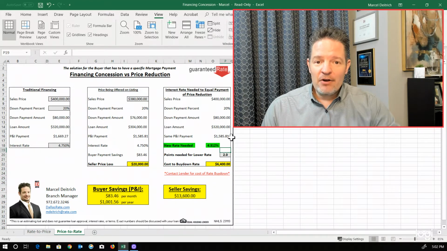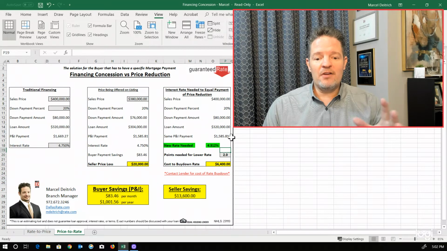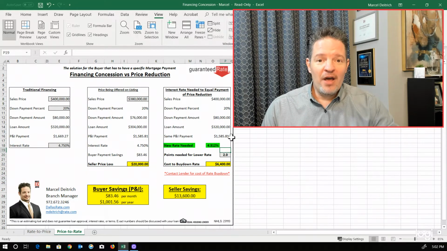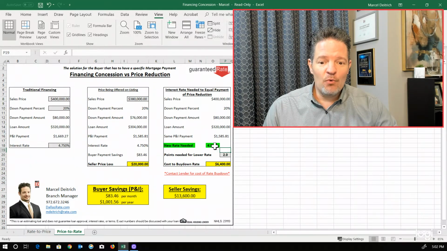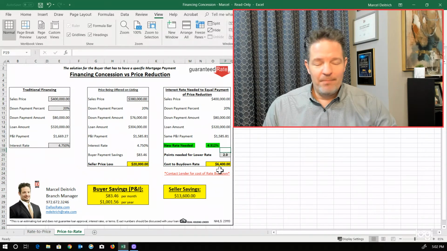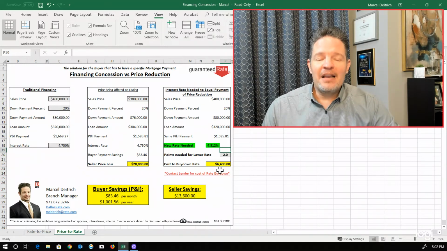Use this rate calculator. It's a great way to plug in all of the data. All you have to do then is call me and ask what the points are going to be that are required to get the interest rate, which is in the green box, and it'll calculate everything else out for you.